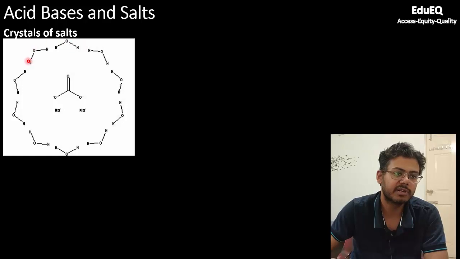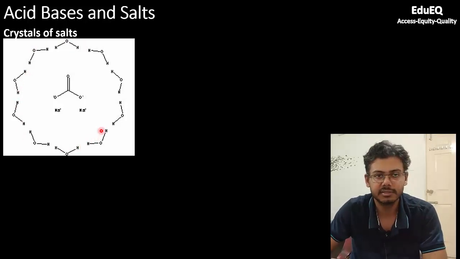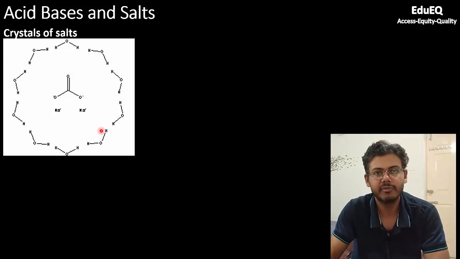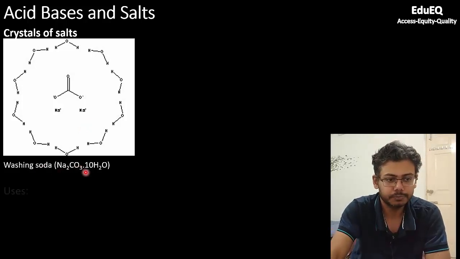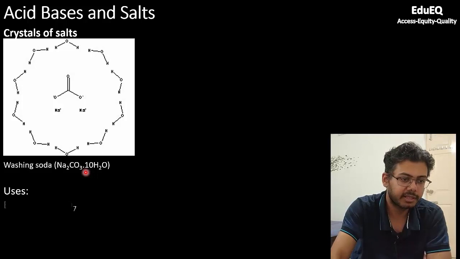As long as water of crystallization is forming this type of structure, the integrity of the salt is maintained. The moment you heat it, it will disintegrate. So this is called washing soda, Na2CO3.10H2O. Now the uses of washing soda, I think you are aware.